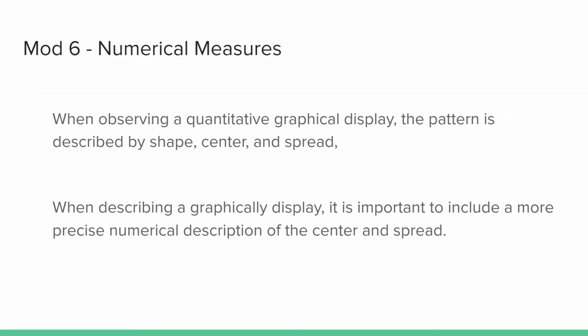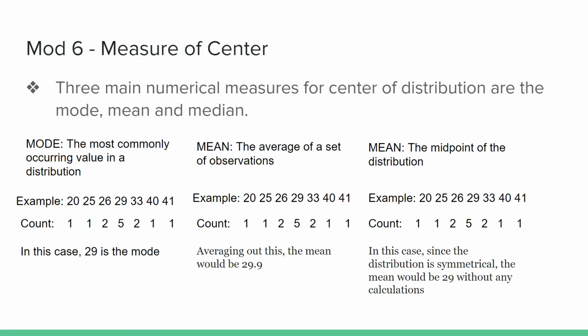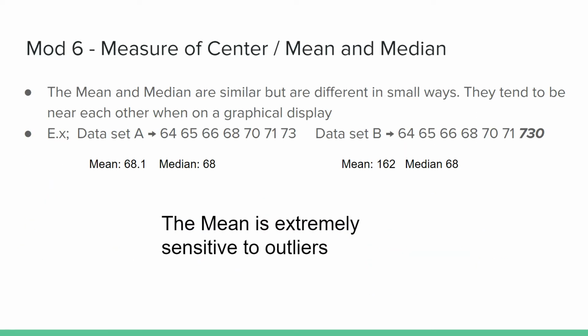Moving on, quantitative data has relationships that can be put on display using descriptions like shape, center, and spread. Measure of center is determined by mode, median, and mean, which can be calculated like displayed right now. It is important to note that mean and median, though similar, mean is extremely sensitive to outliers.